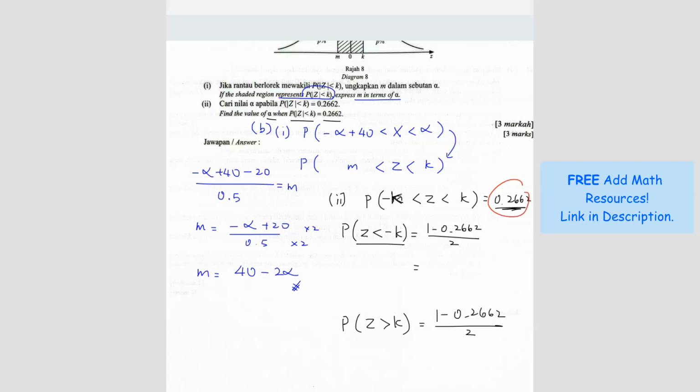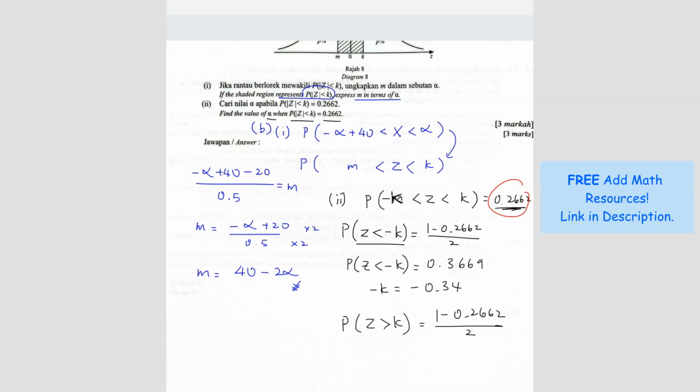So I get 1 minus 0.3669. If you're using your calculator, just type this into your inverse, what is that again? Inverse normal distribution. Type this in and then you will get your answer. The answer is negative 0.34. So this is what you get from the calculator.